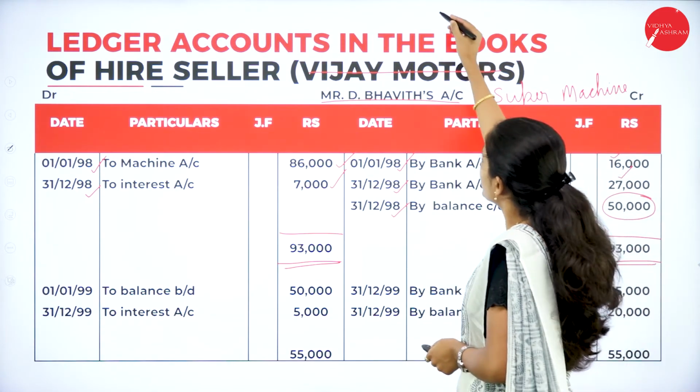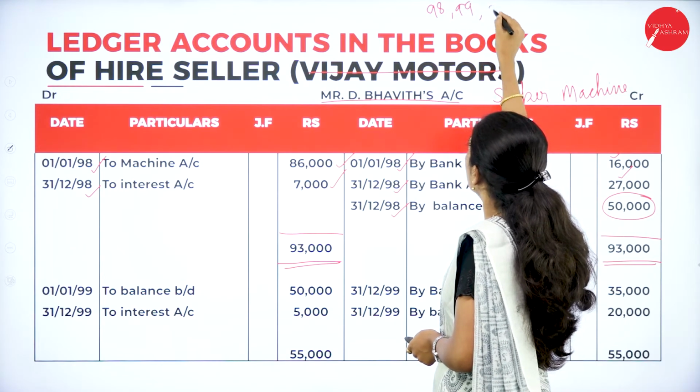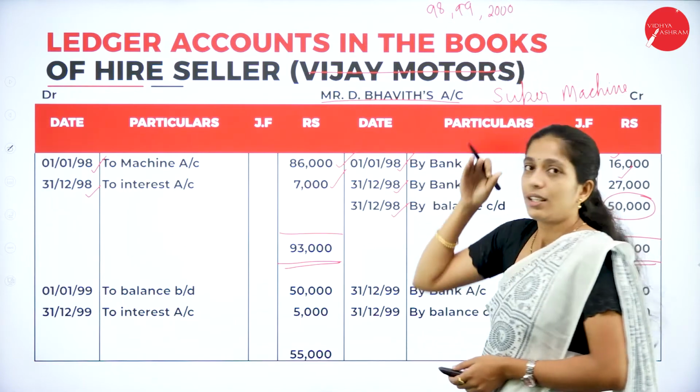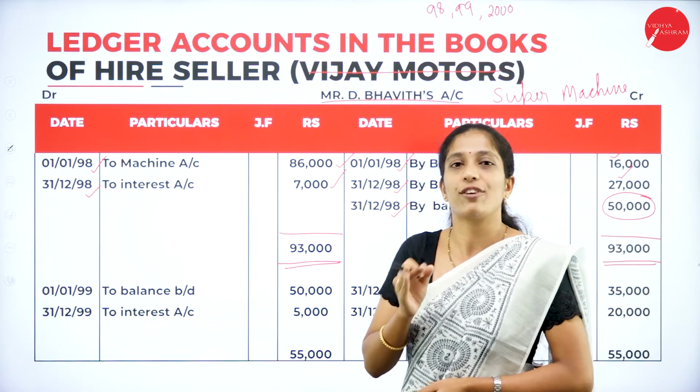Now come to the second year. The asset is purchased in 98, right? Second year is 99, and the third year 2000. Here the payment is made in 3 installments, right? So we have to prepare accounts only for 3 years.